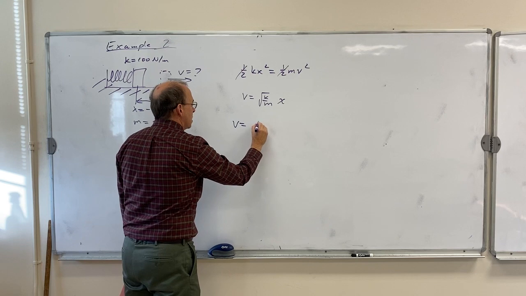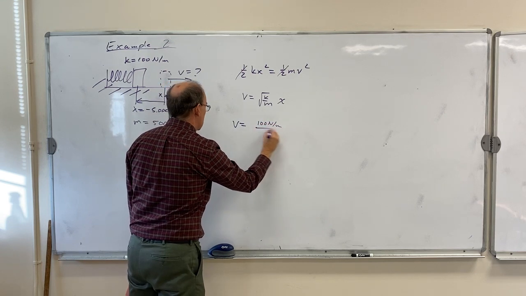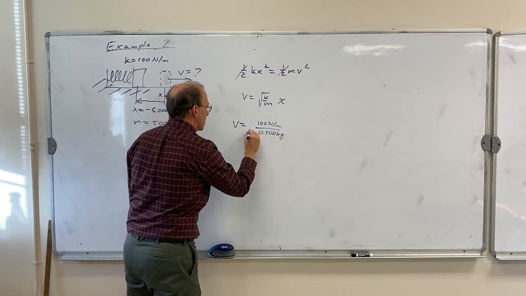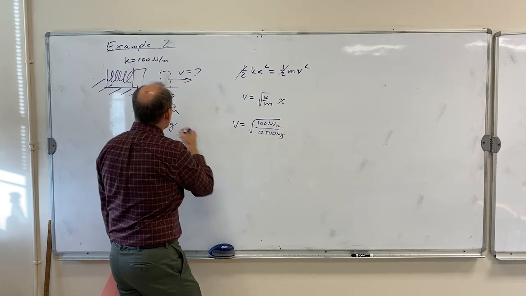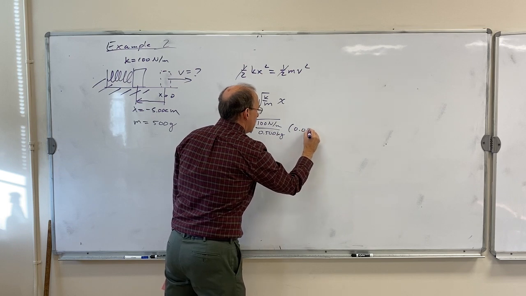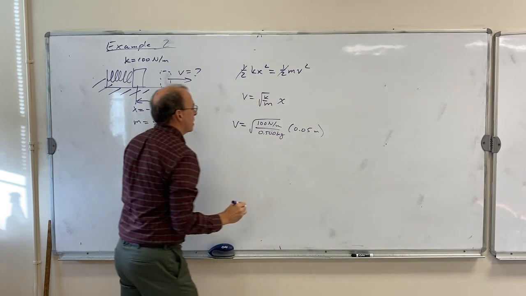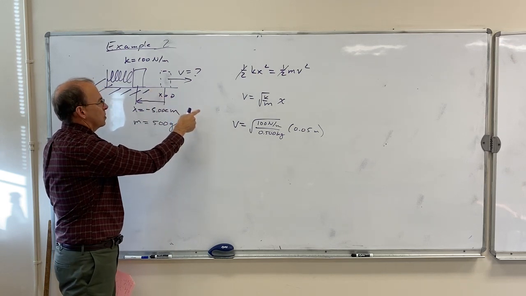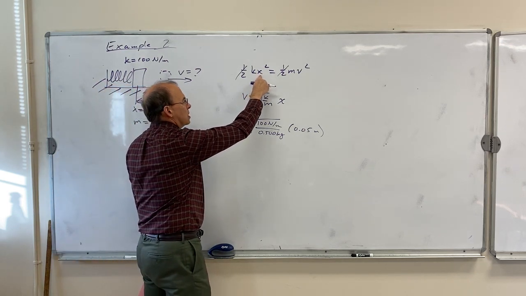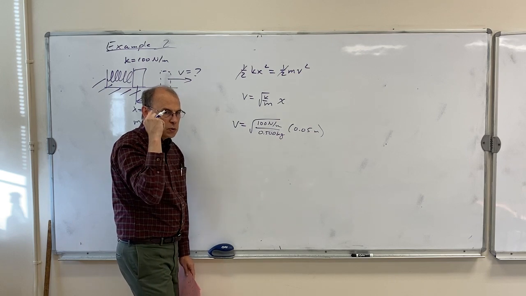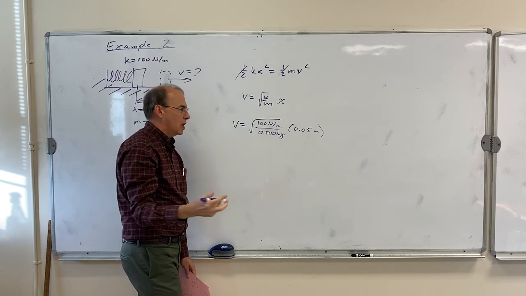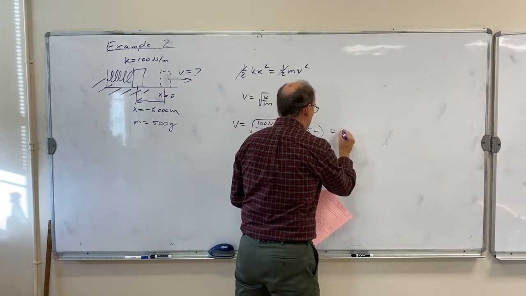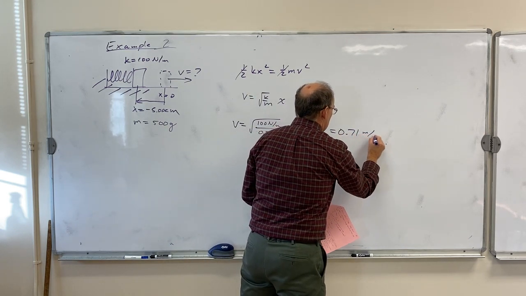So v is 100 newtons per meter over 500 grams, which is a half a kilogram. You have to do this in kilograms. Square root. x is 0.05 meters. Notice I didn't put the minus in because I know it's going to the right, and I squared this and then took a square root. So I have to use my own logic to decide if it's plus or minus. And this gives me 0.71 meters per second.